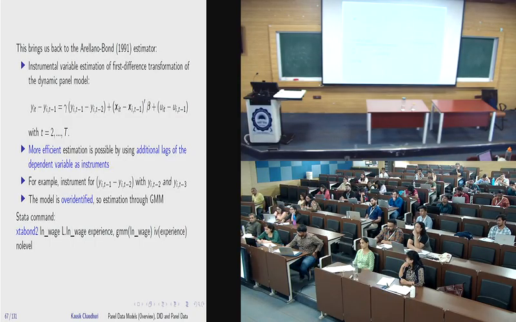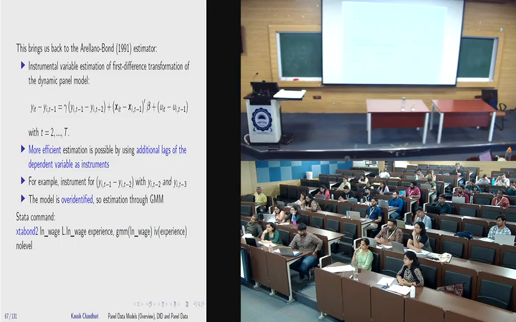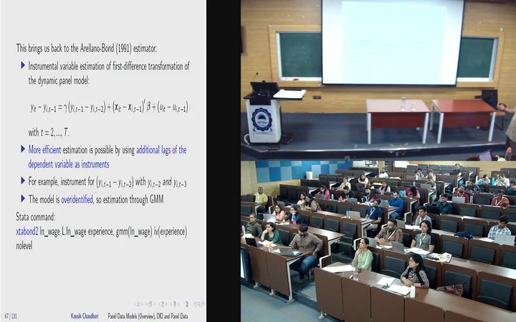So this is how we think of Arellano and Bond: instrumental variable estimation of the first difference transformation, with T running from 2 to capital T, because I lose the first observation. It is more efficient because I am able to use an additional lag of the dependent variable as instrument. For Y_it minus 1 I can use both Y_it minus 2 and Y_it minus 3. The model is over identified because I have two instruments, Y_it minus 2 and Y_it minus 3, for Y_it minus 1 minus Y_it minus 2. So I have two instruments and one endogenous variable. My degrees of freedom of over identification test would be 2 minus 1, which is equal to 1.